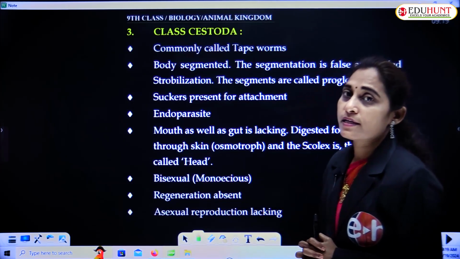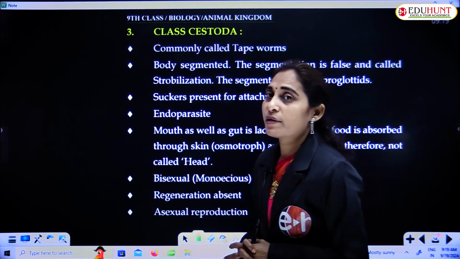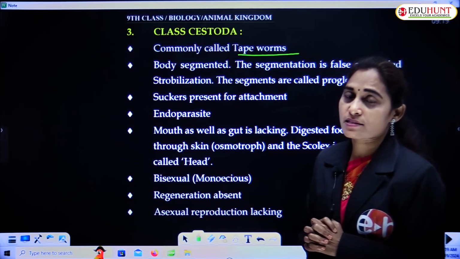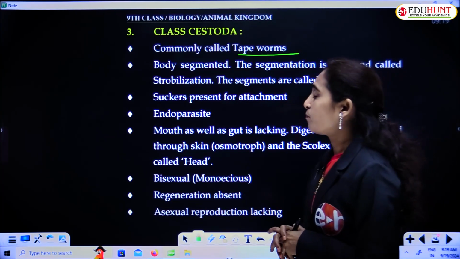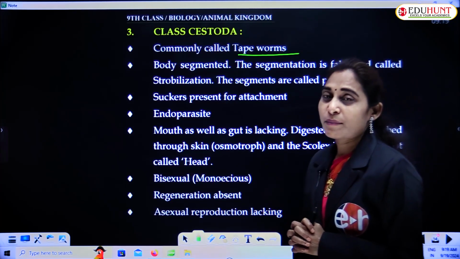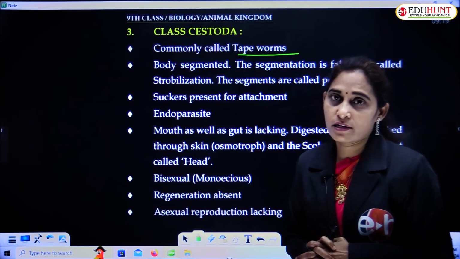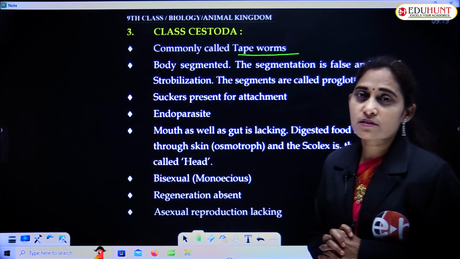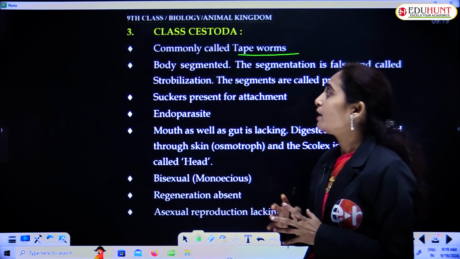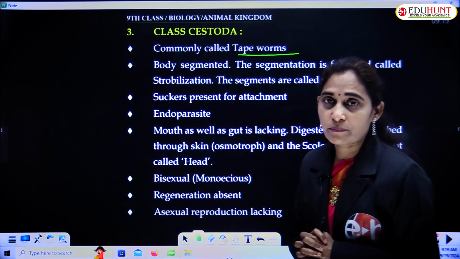And the third class is class Cestoda. It is commonly called tapeworm. The animals of this class are called tapeworms and the body is segmented, and the segmentation is called false segmentation. True segmentation starts from Annelida onwards. This is actually not a true segmentation.